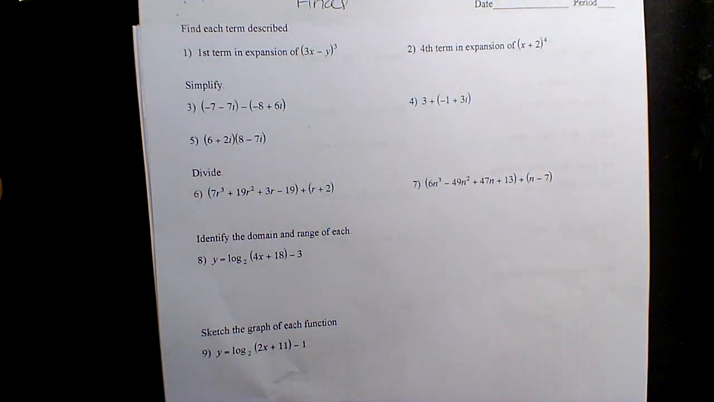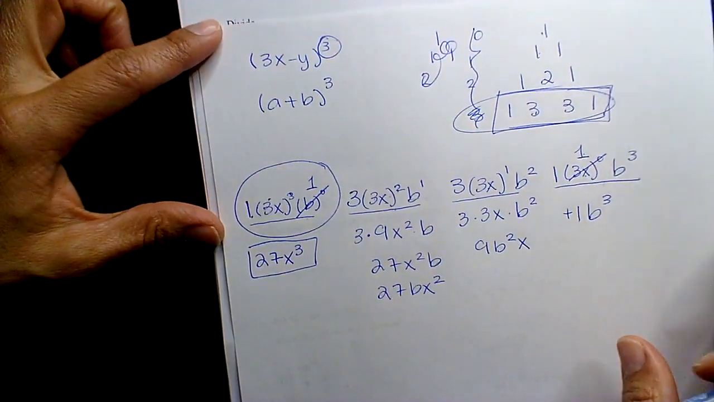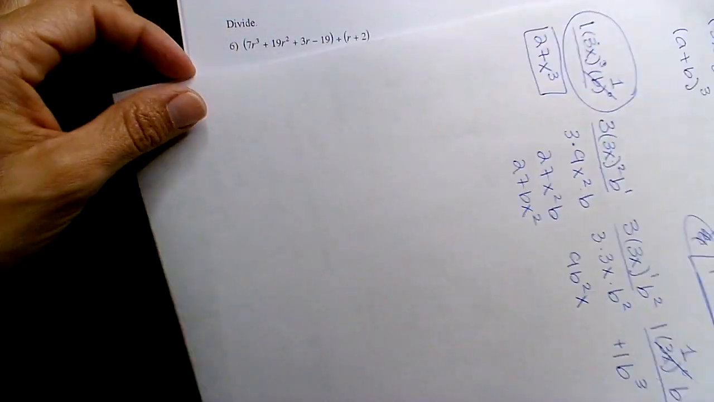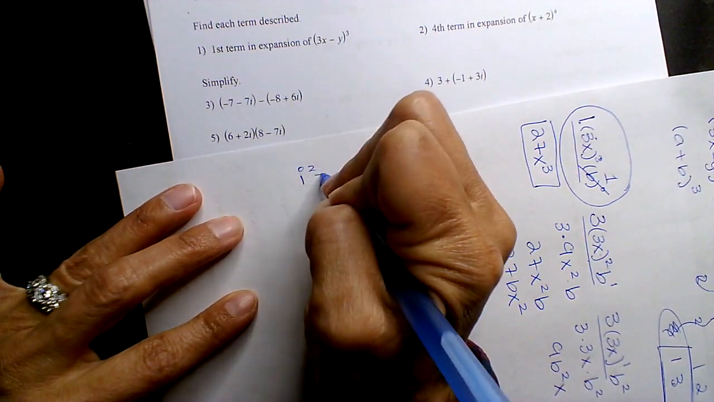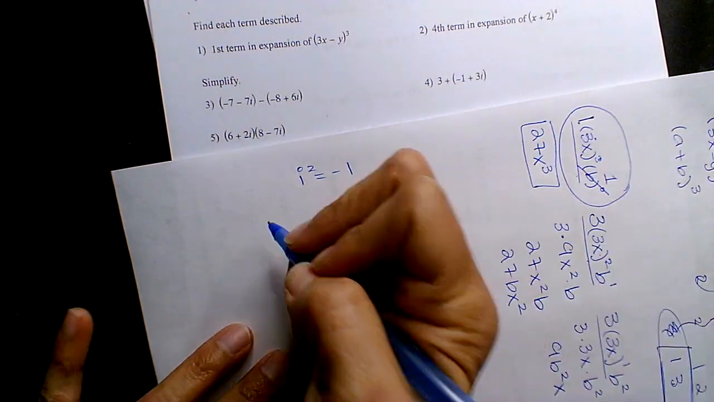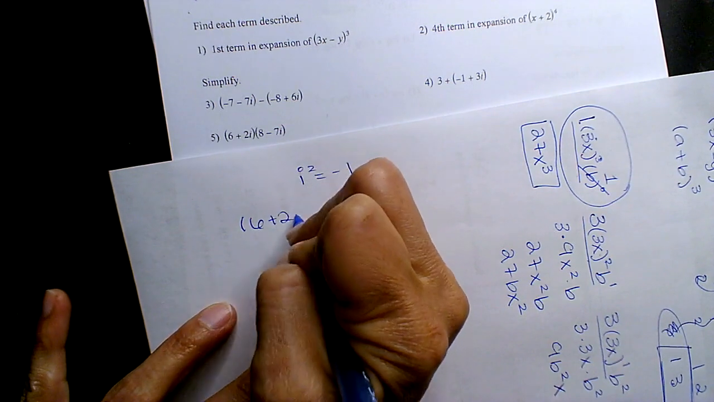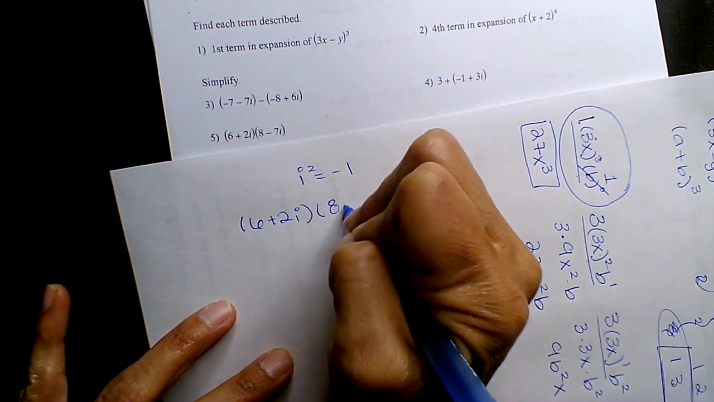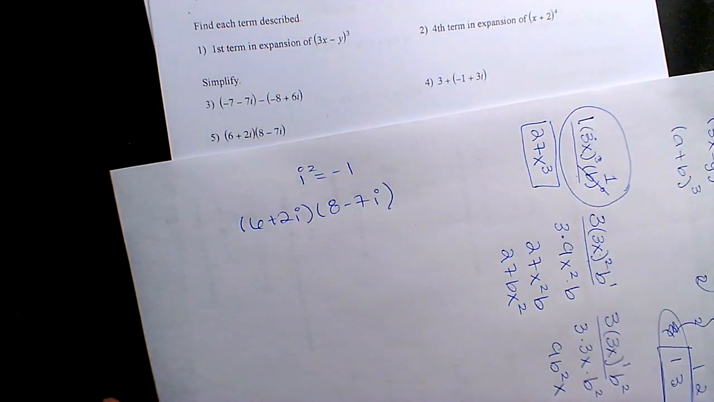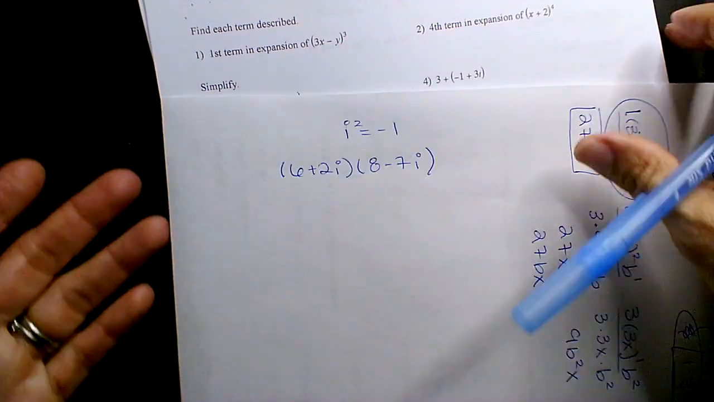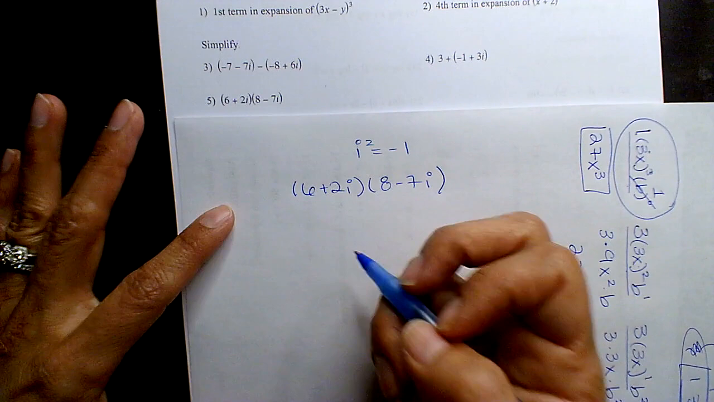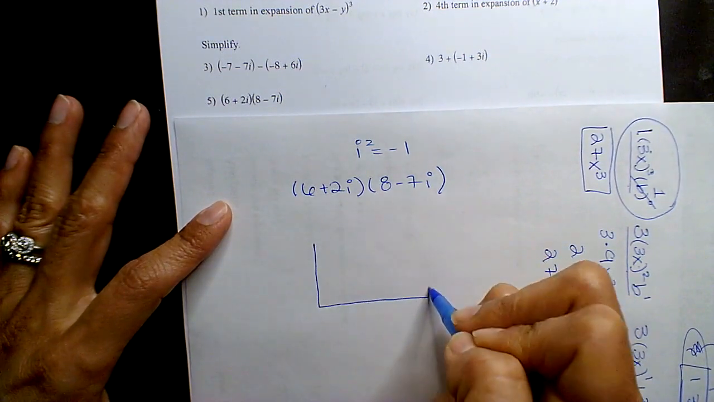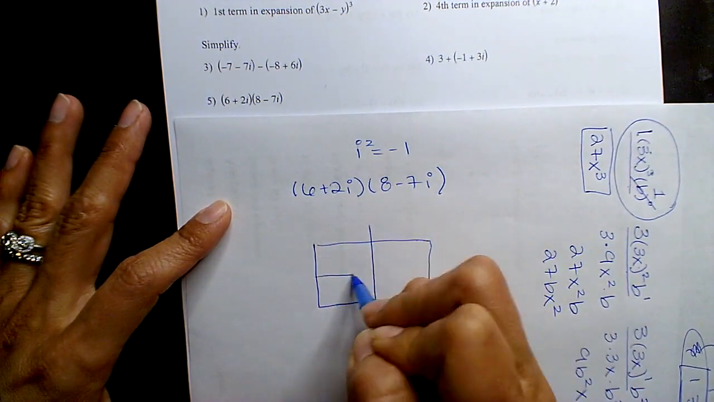Most of you guys didn't have issues with those. I could do 5. So let's rotate the paper. So remember, i squared is equal to -1. So if you have 6 plus 2i, 8 minus 7i. Again, if you want to use box method, or if you want to write it horizontally, I'll solve the box method, trying to see what you guys like.